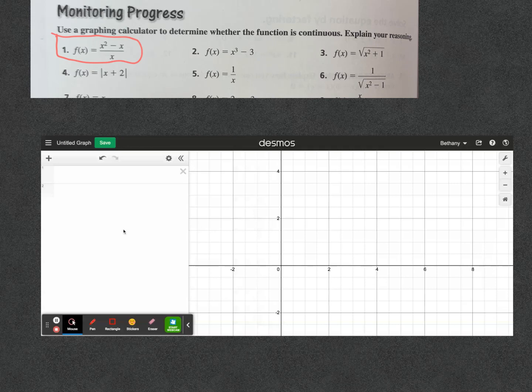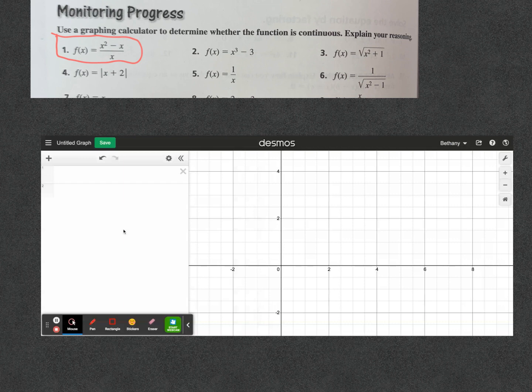Now, this next problem is number 1 on the monitoring progress, which is your homework. This problem is f of x equals, and then you have stuff in the denominator, so we're going to do the parentheses, x squared minus x over x. Currently it looks like a line, but when you look at this, it looks like it should be a quadratic. So what I would tell you to do then is to factor out that numerator and see if anything cancels.